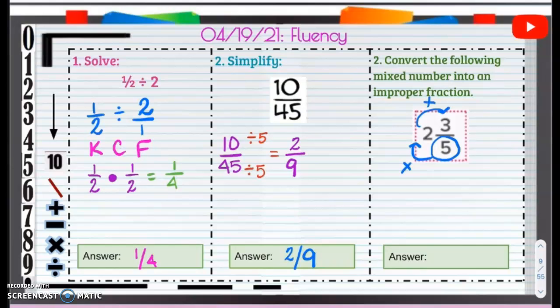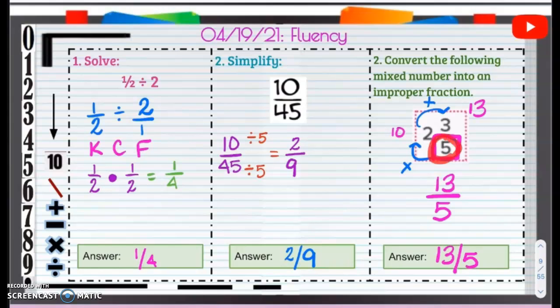So when I do 5 times 2, I get 10. And then I add 3, I get 13. So my new numerator is going to be 13. We keep that denominator the same. We keep it as 5. So our answer is going to be 13/5, or 13 out of 5.